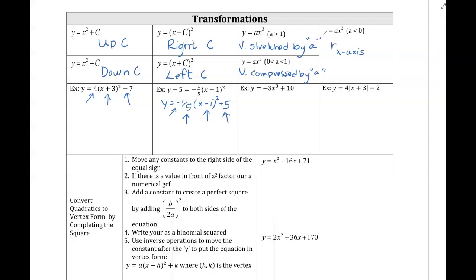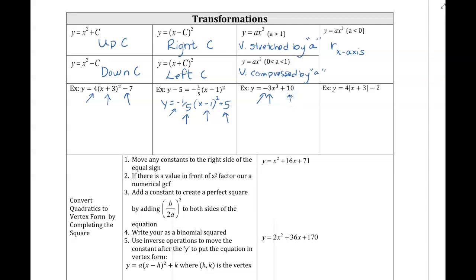On the next one, same idea. This one, we just don't have a left-right shift, and we have a cubic function that's being transformed. That's okay. These rules apply to lots of different types of functions. And so again, the negative would tell us we have a reflection over the x-axis. The 3 means it was vertically stretched by 3. X cubed, that's just our parent function. That's not any sort of transformation that's going on. That's just the type of graph that we started with. And the plus 10 means we went up 10.